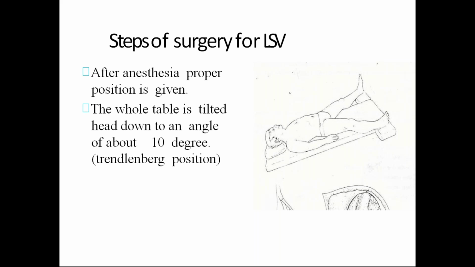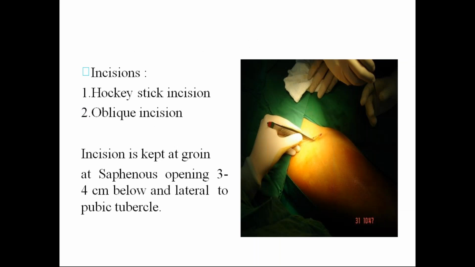After anesthesia, probably spinal anesthesia, the proper position is given: the whole table is tilted head down to an angle of about 10 degrees. This is called the Trendelenburg position. What are the major incisions? There are two types of incisions for the Trendelenburg operation: the hockey stick incision and the oblique incision. The incision is kept at the groin and saphenous opening, approximately 3 to 4 centimeters below and lateral to the pubic tubercle. That is the anatomical position of the saphenous opening.